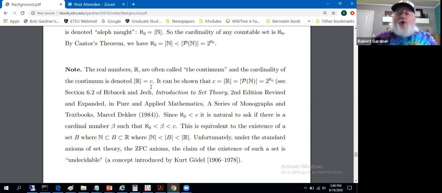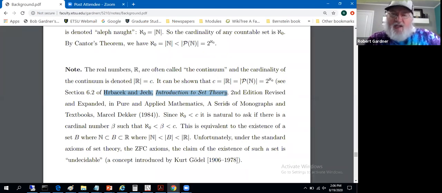It can be shown, and here's your reference, speaking of a readable junior, senior level set theory book. It's this one by Hrbacek and Jech. The ETSU library has a copy. It's got some pencil marks in it that I put in it years ago. But it's an excellent, reputable introduction to set theory.